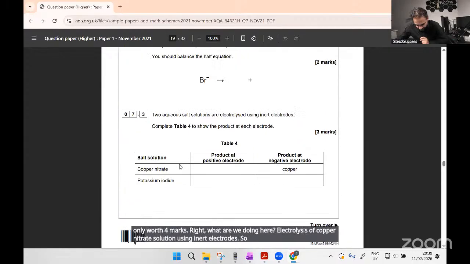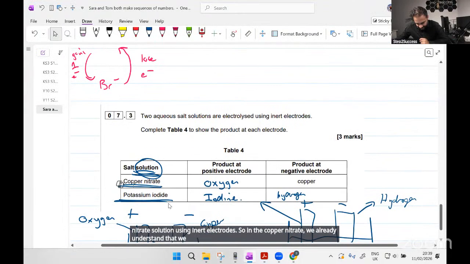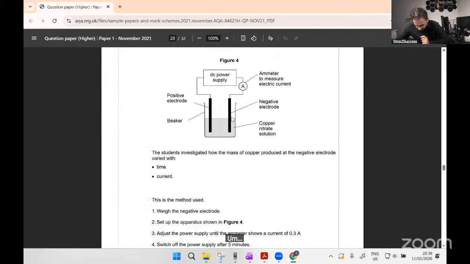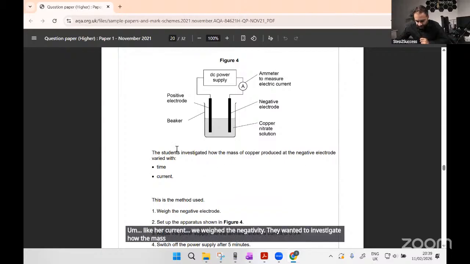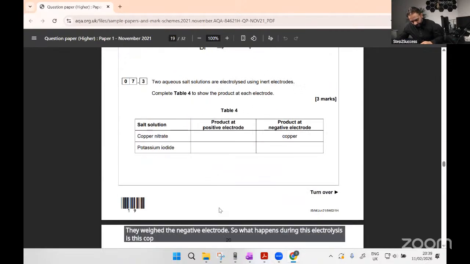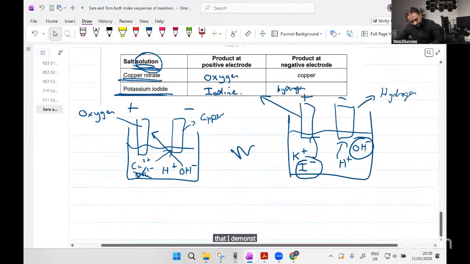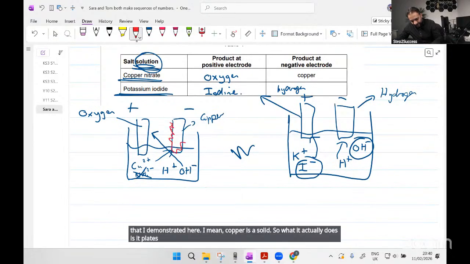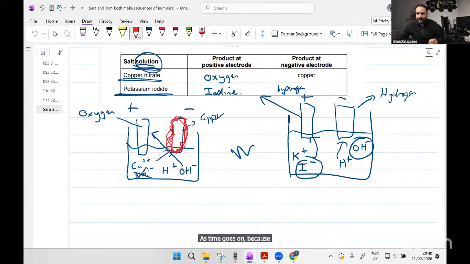So in the copper nitrate, we already understand that we get oxygen and copper being produced at the electrodes. We weighed the negative electrode. They wanted to investigate how the mass of copper produced at the negative electrode varied with time and current. What happens during this electrolysis is this copper that I demonstrated here. Copper's a solid, so what it actually does is it plates the electrode. So the electrode gets heavier as time goes on because the copper ends up on the electrode, quite literally.